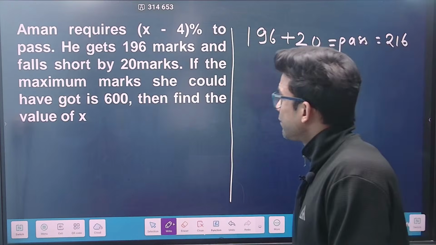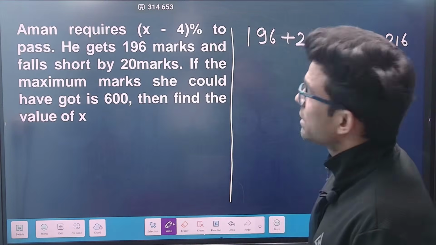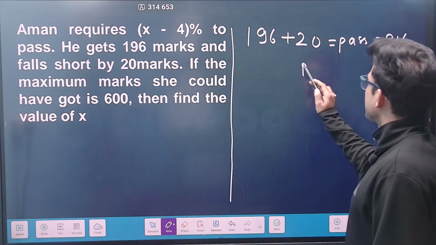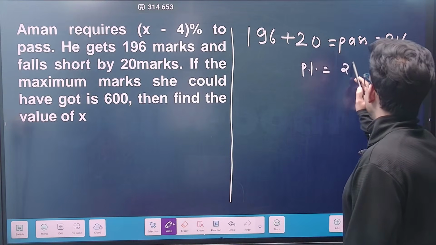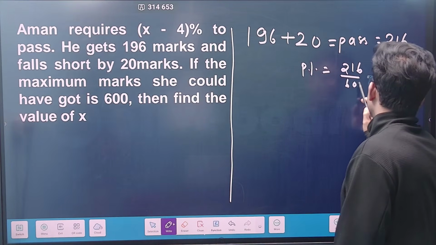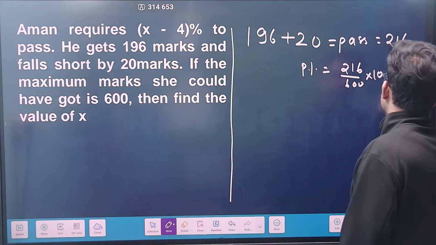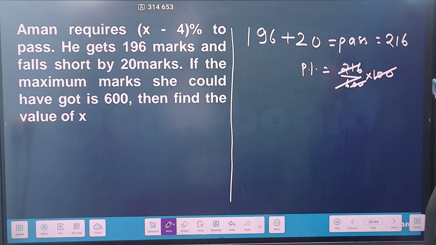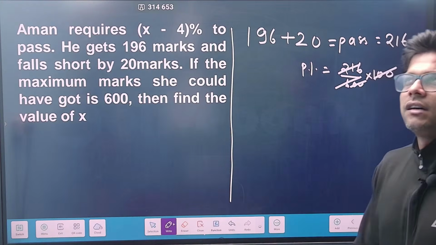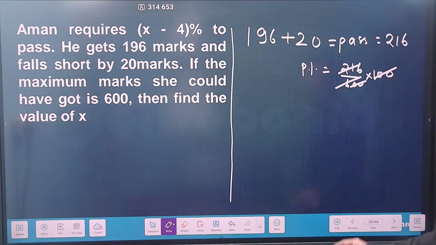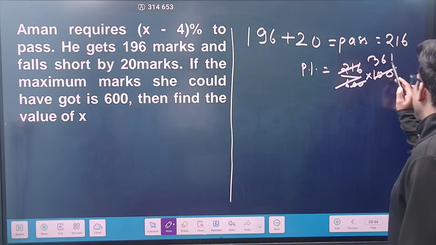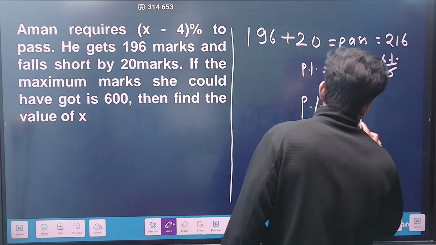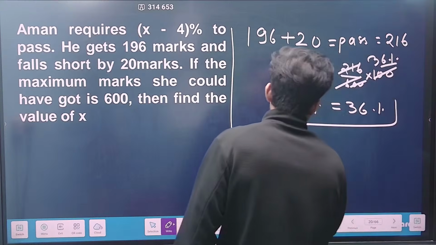If the maximum marks are 600, then my pass percentage is basically what? 216 upon 600 multiplied by 100, in which the 0 gets cancelled. 6 3s are 18, and then 19, 20. So this would be 36%. Correct? So my pass percentage is basically 36%. I hope you all are getting how I approach this pass percentage.